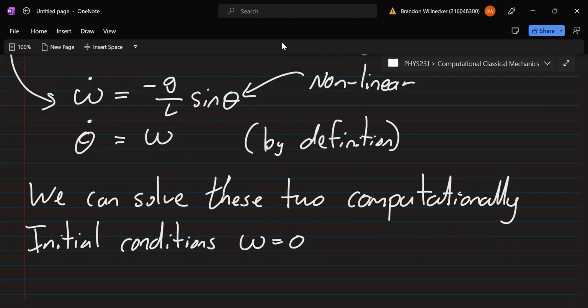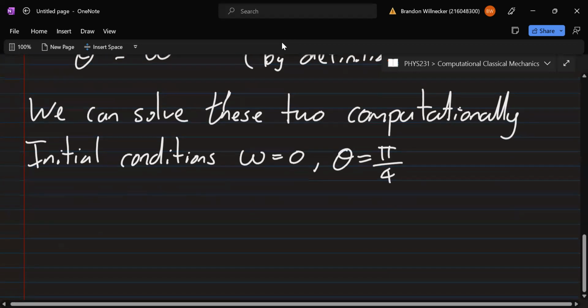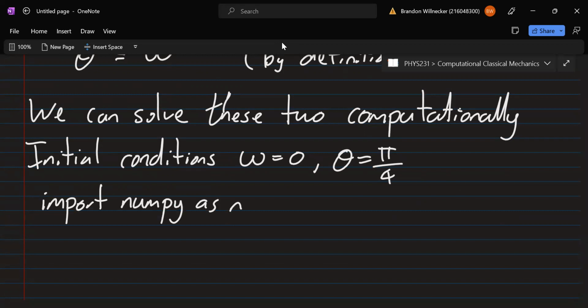Let's say omega is 0, so it begins from rest, and theta is pi over 4. So it starts out at 45 degrees from the vertical, sorry. Okay, so let's write out a quick program. We can import numpy as np. We won't do the plotting in this lecture. I'll save that for the in-person lectures so we can see what it looks like on the computers.